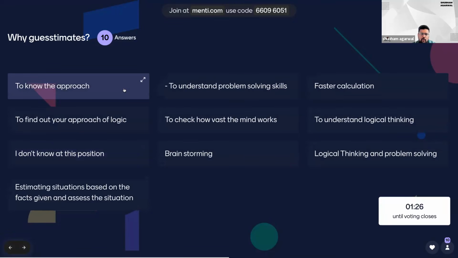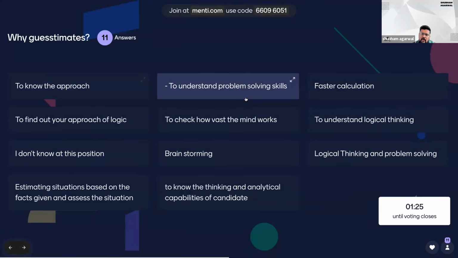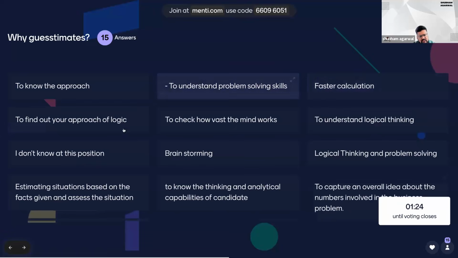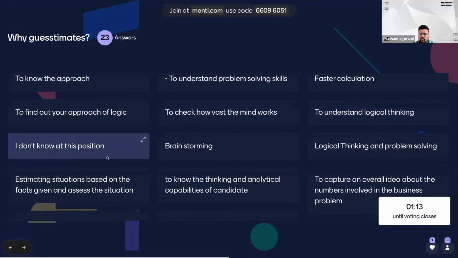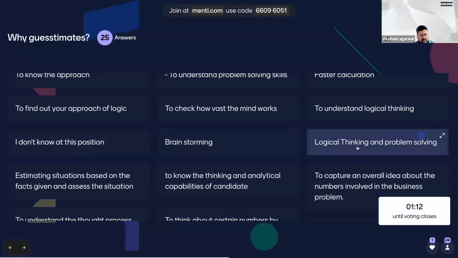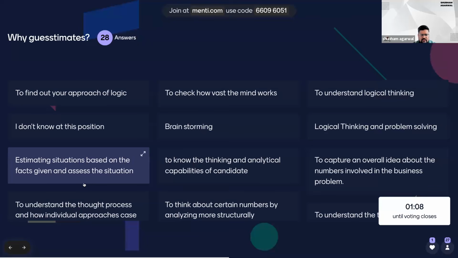All right. To know the approach, to understand your problem solving skills, faster calculations, to find out your approach of logic. Yes, this is one of it. To check how vast the mind works, could be to understand the logical thinking. Yes, this is where I'm most aligned. Good to know that you don't know logical thinking and problem solving. Estimate situations based on facts and assess the situation. Okay, that could be one of the outputs of guesstimates.